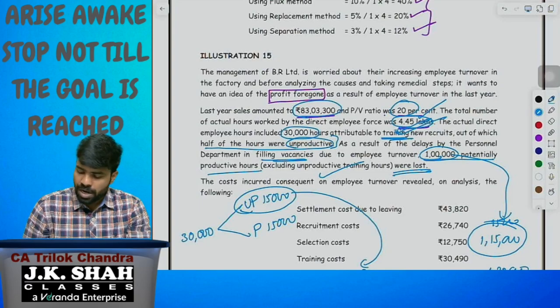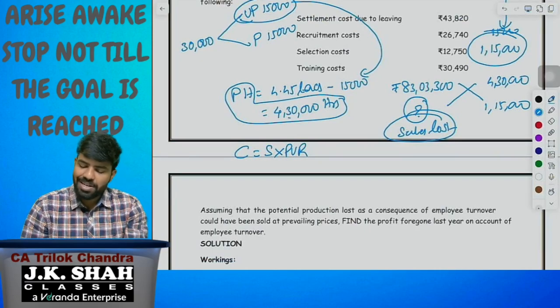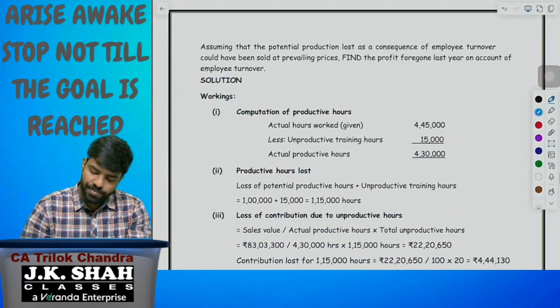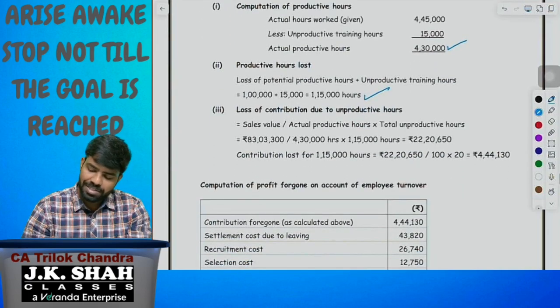Are you understanding? Now the point is sales lost. How much is the sales lost? Look at here. 4,30,000 productive, 1,15,000 unproductive. The sales lost is 4,44,130. Sorry, contribution.